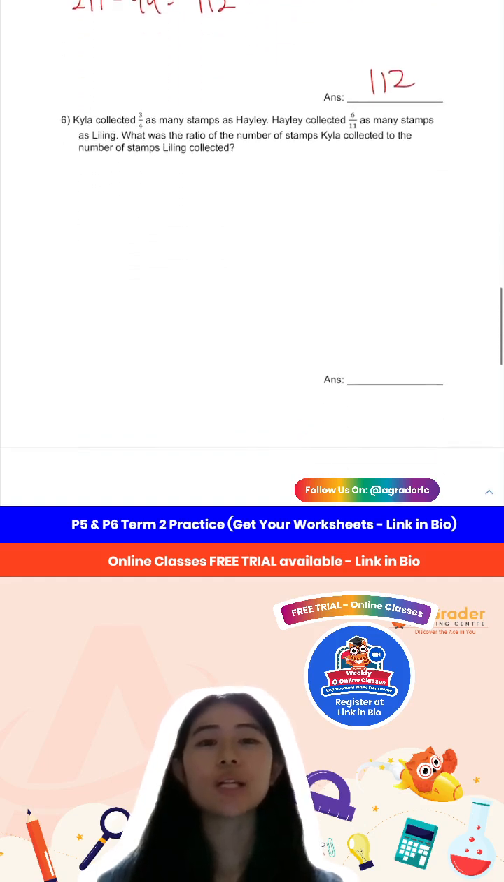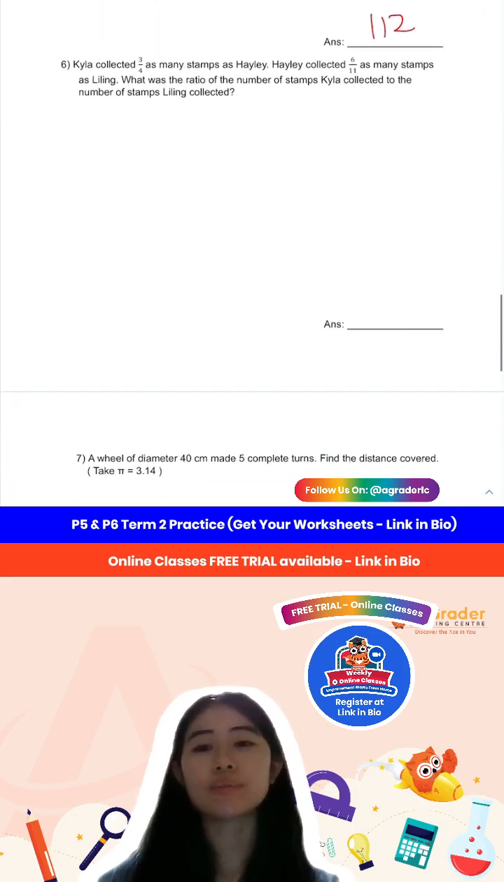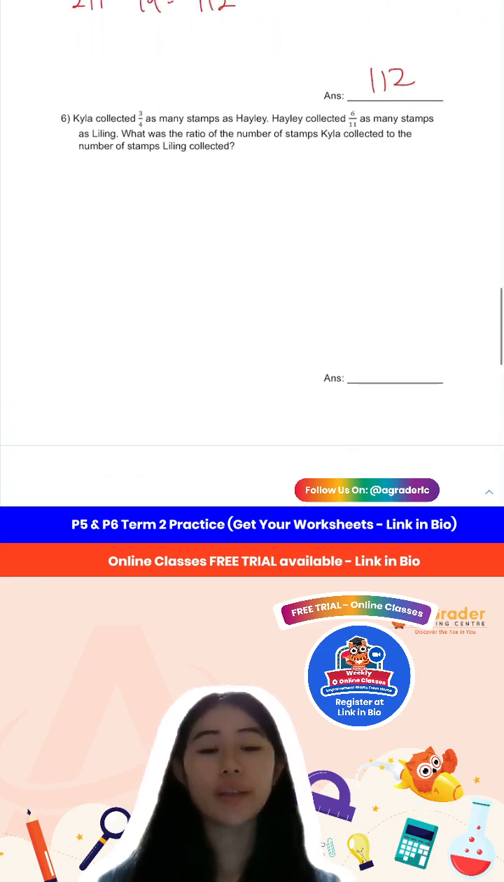All right, so let's move on. I'm going to read the question for you first. Question 8. Kyla collected 3/4 as many stamps as Haley. Haley collected 6/11 as many stamps as Li. What is the ratio of the stamps that Kyla collected to the stamps that Li collected?